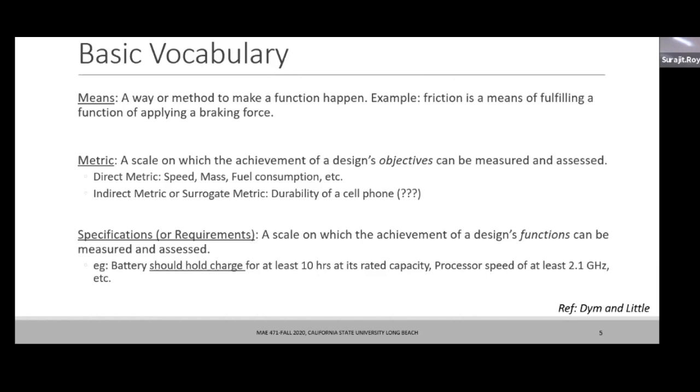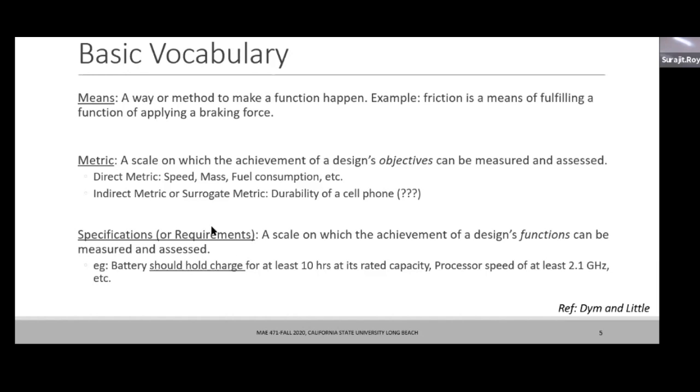Those 2 are excellent ideas. You can do a drop test, where you drop the phone from a certain height and see whether certain specific damage occurs inside the cell phone or not. That way you can evaluate which of the 2 design options will be more durable. Similarly, you can do a water pressure test, or a shock absorber test, or many other types of testing that do not directly but indirectly give you a measure of the desired objective of a specific product. That's what we call an indirect metric or surrogate metric.